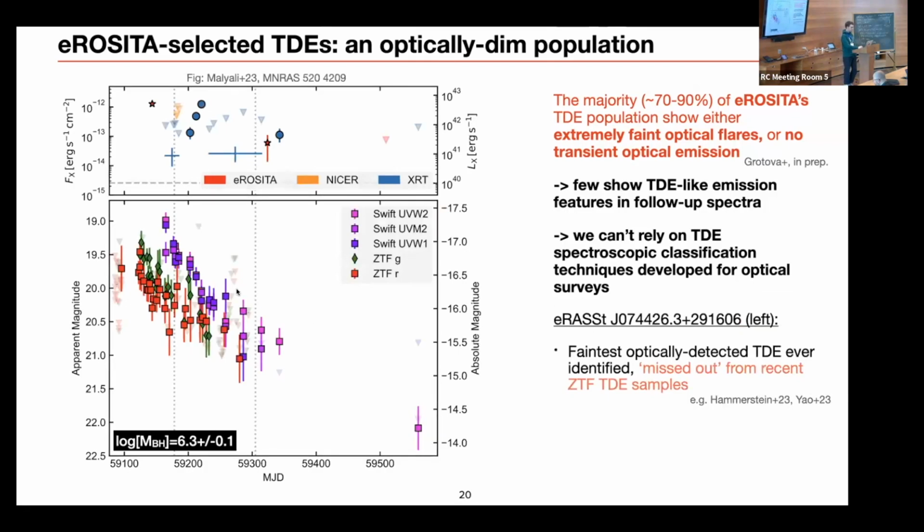As an example of this, this was one of the systems that we found last year actually. In the middle bottom panel here, you have the optical light curve. In the top, you have the eROSITA detection. And so this TDE here was actually missed out from the ZTF sample of optically selected TDEs. So it shows how eROSITA is actually going to be complementary to the ZTF and optically selected TDEs.